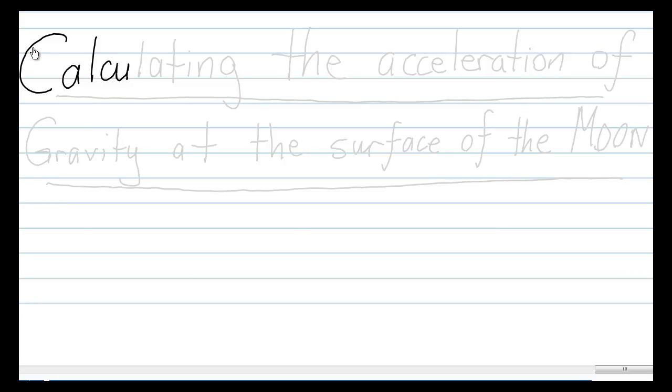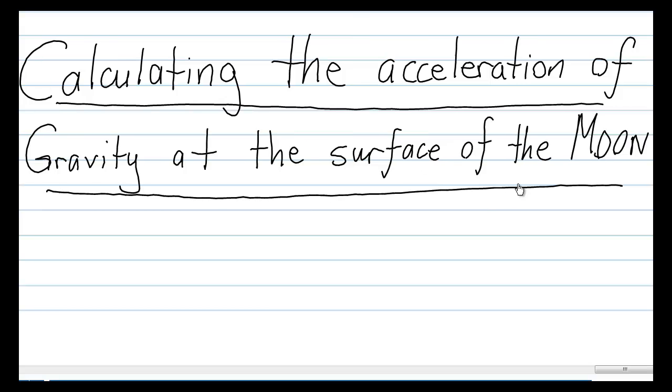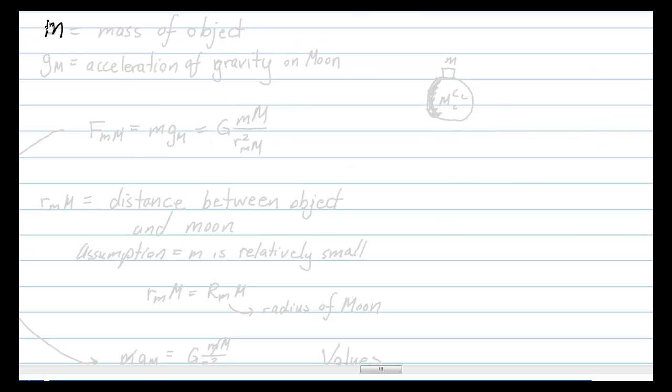In this video we'll be calculating the acceleration of gravity at the surface of the moon. So consider an object of mass m at the surface of the moon. This mass is acted on by an acceleration of gravity on the moon, gm.